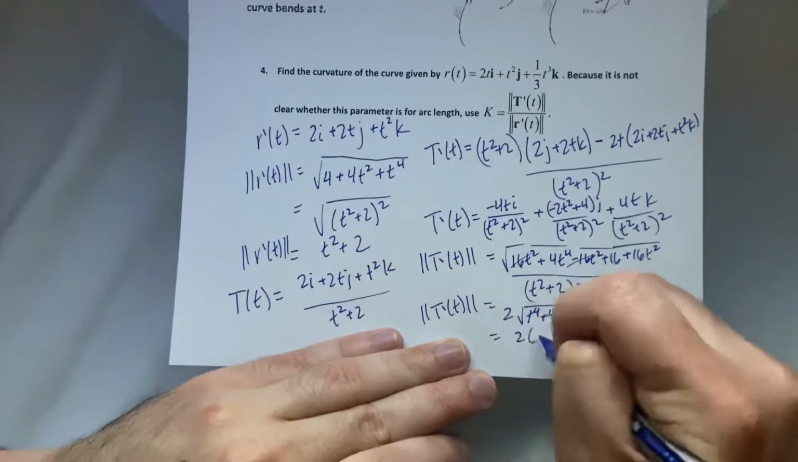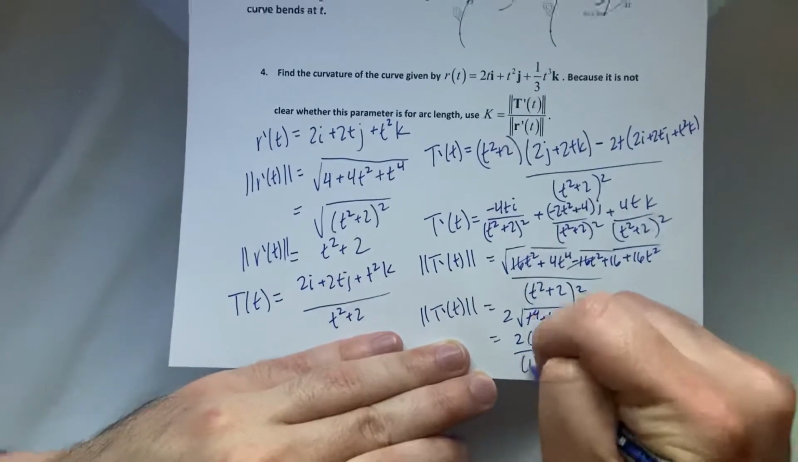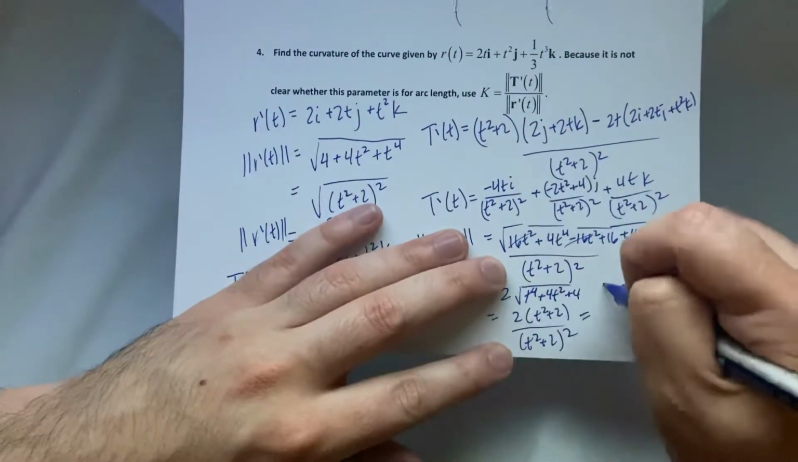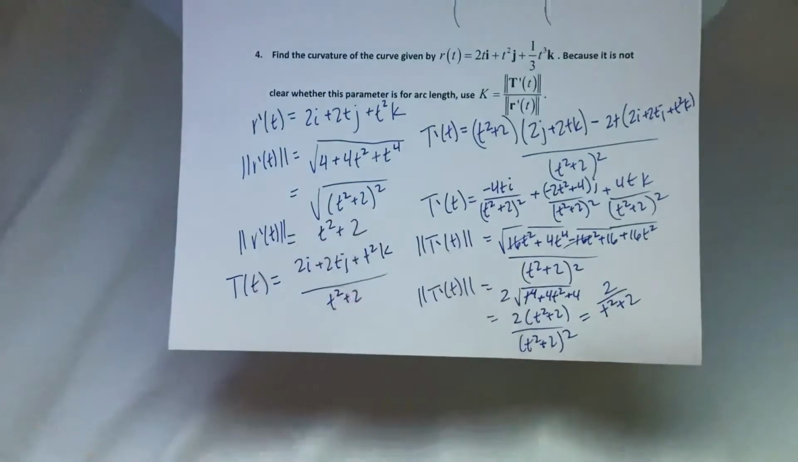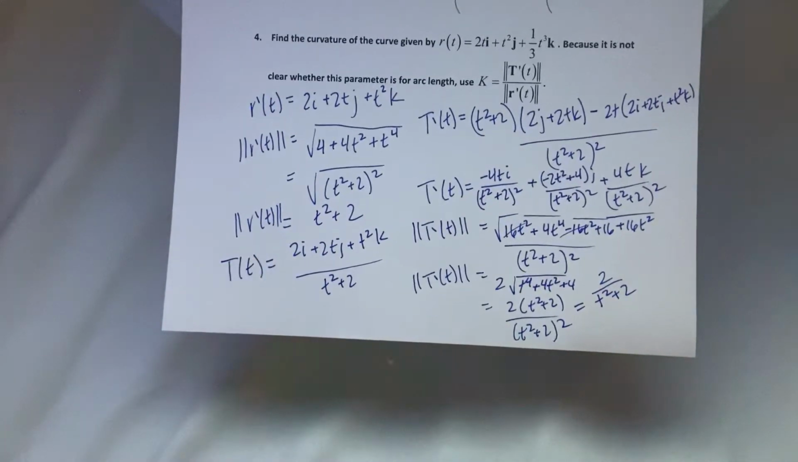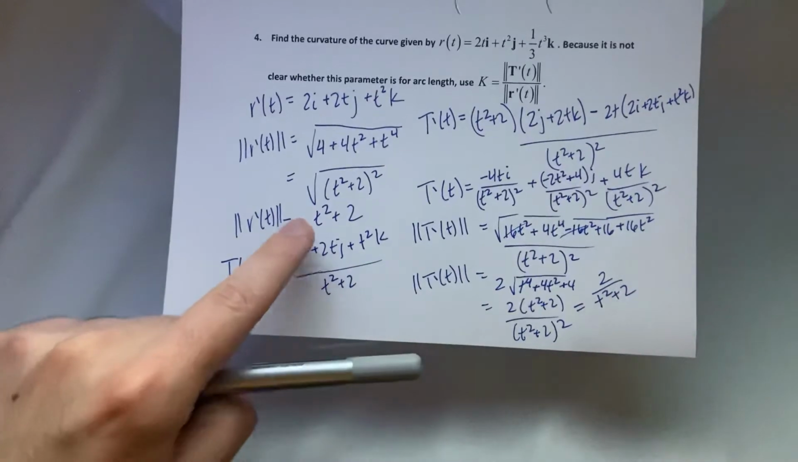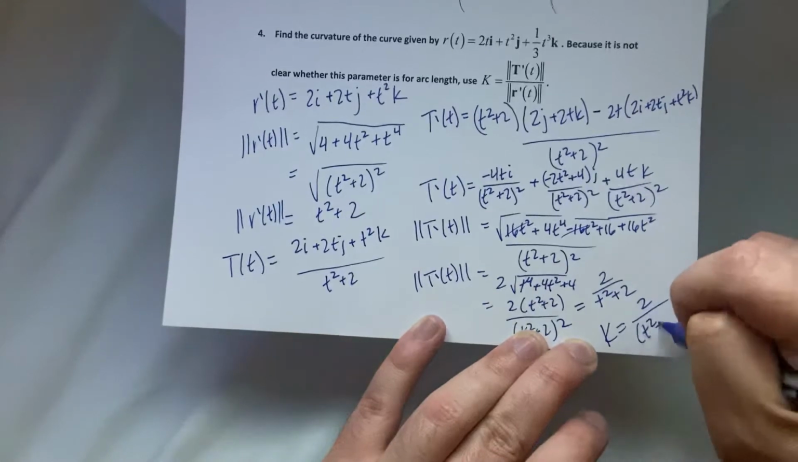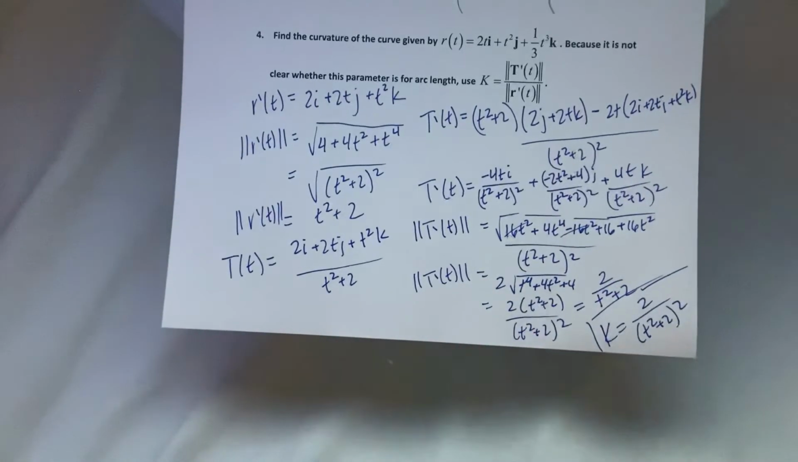So this is 2 times (t squared plus 2) over (t squared plus 2) squared, which is nice, one of them will cancel. So this is 2 over t squared plus 2. So that is the magnitude of T prime of t. And we know it's divided by the magnitude of r prime of t. So if I take this and divide by another t squared plus 2, kappa in total is 2 over (t squared plus 2) squared. So it could have been ugly. Didn't end up nearly as ugly as I thought it was going to be. Sometimes we get small victories in life.